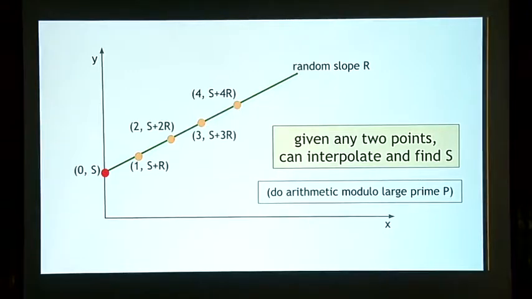And in fact, you can prove that if you do this arithmetic modulo a large prime p, like we did before in the previous slide, that any 2 points are sufficient to interpolate and find s, and fewer than 2 points don't tell you anything about s. And so this gives us n equals any value and k equals 2. All right, but now what if we wanted to require more than 2 points?